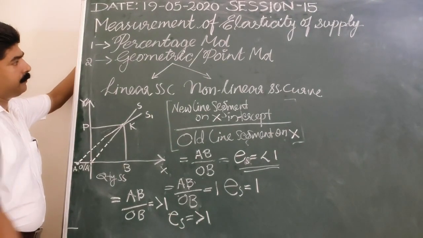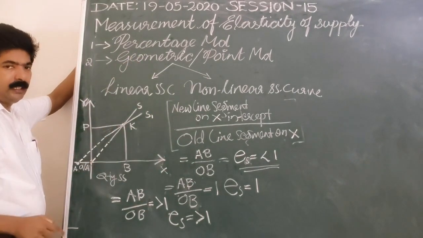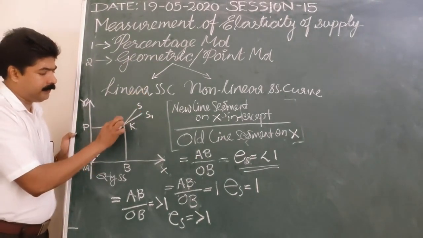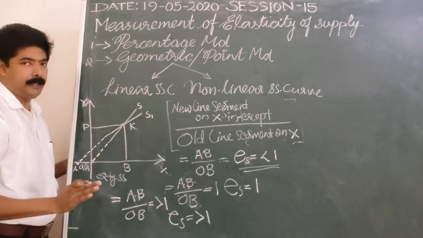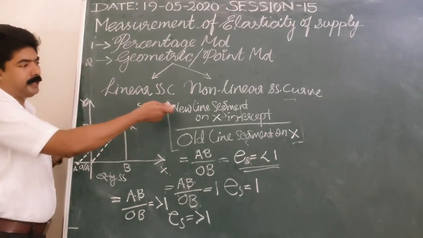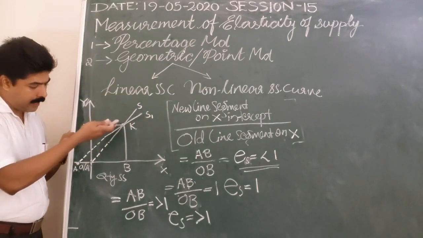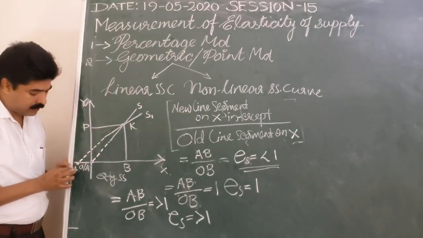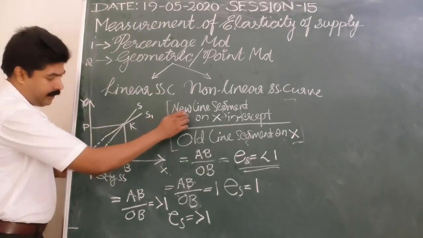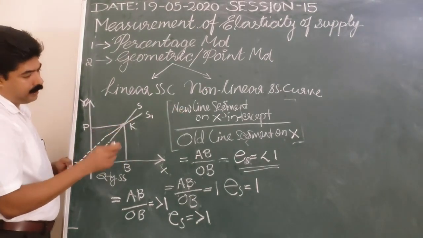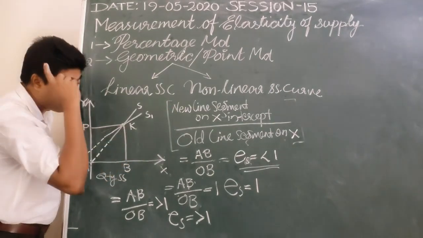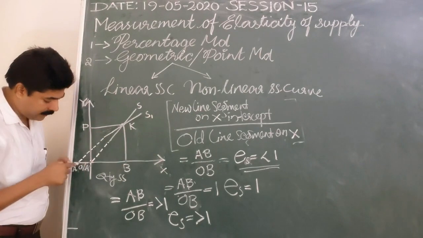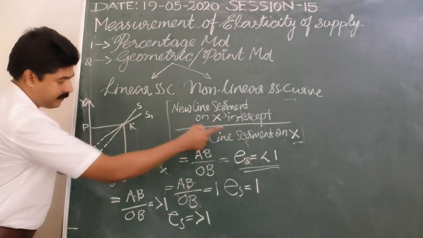Calculating elasticity of supply by the geometric method, we can take any point on a linear supply curve, anywhere on the supply curve. From that we need to make a new line segment. Just extend the linear supply curve towards the x-axis till it touches the x-intercept. Then we mark a point, and we remember this formula and use it: new line segment upon x-intercept, upon old line segment on x-intercept.